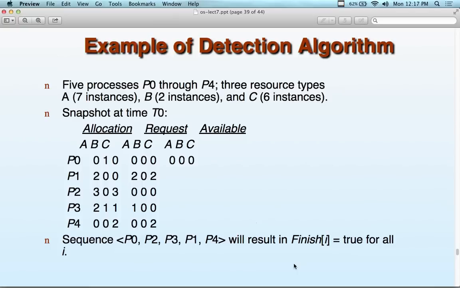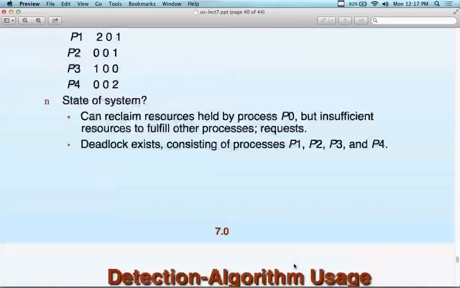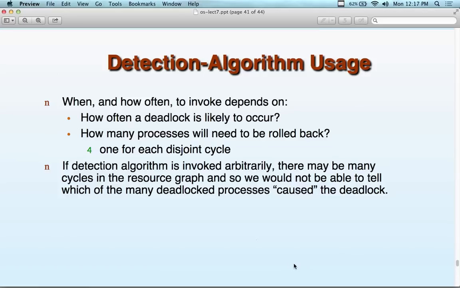So, all right, examples of deadlock. I'm not going to go through the algorithms themselves. We don't need to do that. In terms of the usage, when and how often to invoke detection depends on how often a deadlock is actually going to occur. If you don't think it's going to occur very much, then don't try.